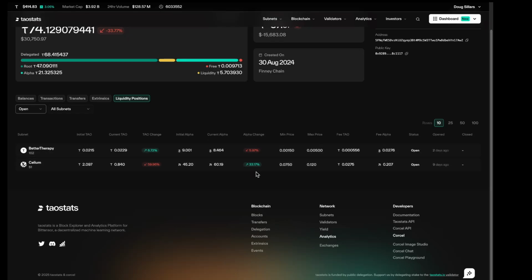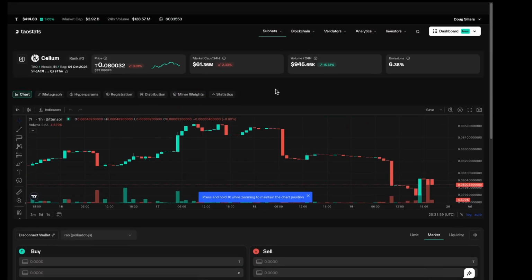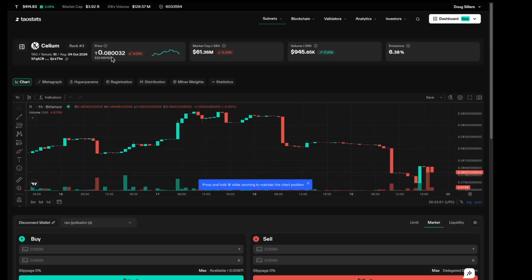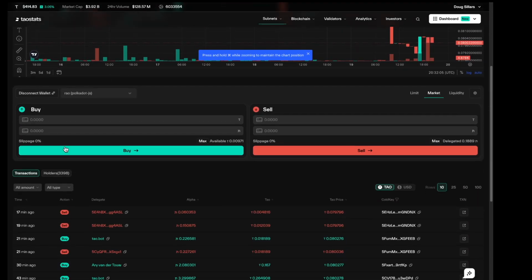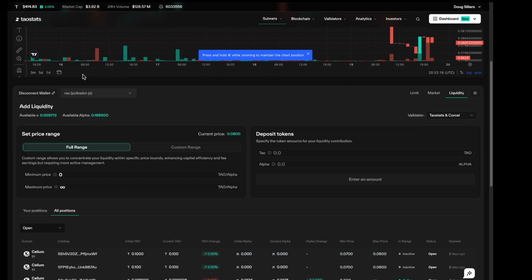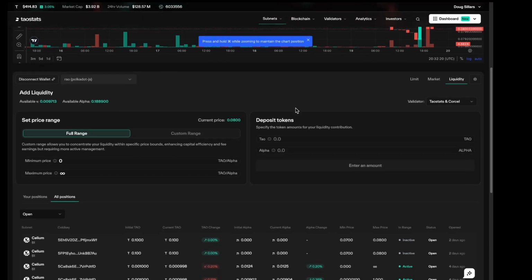Let's look at Celium and the open positions in the Celium subnet. Here we're on the Celium subnet page. We can see the price is 0.08. Down here where you can buy and sell alpha, you can set limit orders. And if Uniswap V3 liquidity is on, there's a new liquidity tab. Inside that liquidity tab, you can set a range and deposit tokens. We'll look at that in a second.